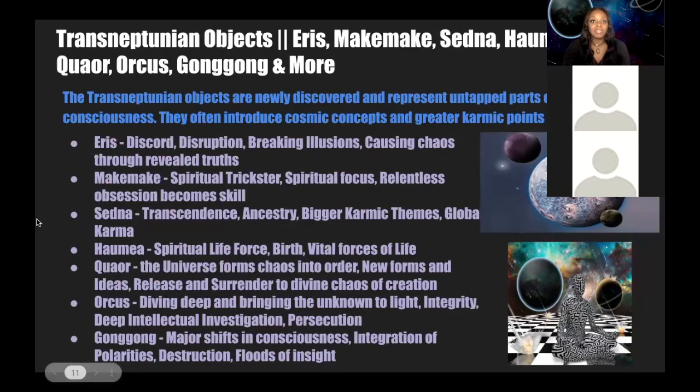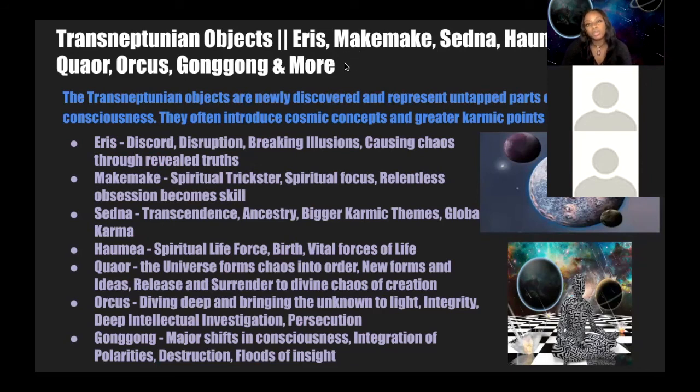Okay, and now we have the Trans-Neptunian objects. The Trans-Neptunian objects are really, really powerful objects because they are so far out in the solar system that they are affecting us on an extremely powerful cosmic level, but one that is not as well integrated as the inner planets and the planets that are closer to the sun. So the Trans-Neptunian objects are Eris, Makemake, Sedna, Haumea, Quaoar, Orcus, Gonggong, and more. So there are lots of Trans-Neptunian objects, probably in the hundreds.